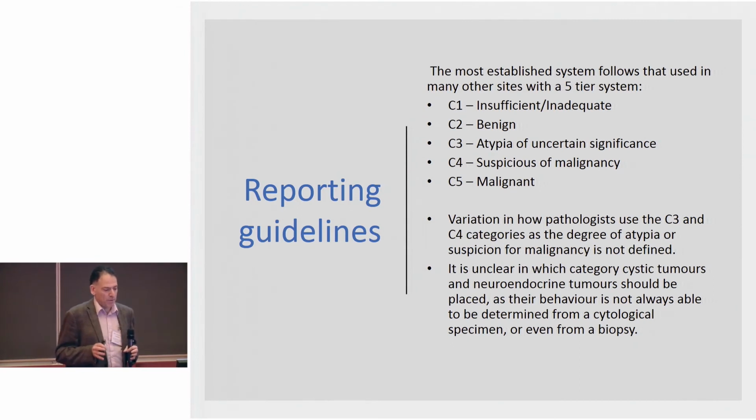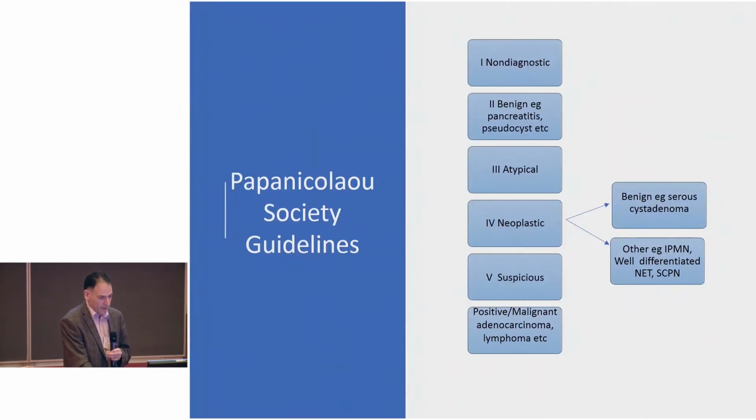The other problem is that for tumours such as cystic tumours, it's very difficult to know which category to actually put them into, because you don't often know pathologically how they're going to behave. And neuroendocrine tumours as well don't really lend themselves to this schema, because we can't really gauge whether they're going to behave in a benign or malignant way. So in those cases, we'll usually just give our diagnosis rather than actually give a category.